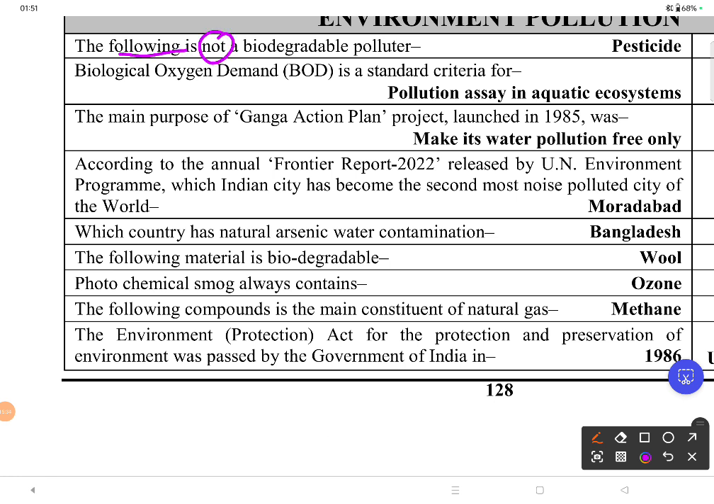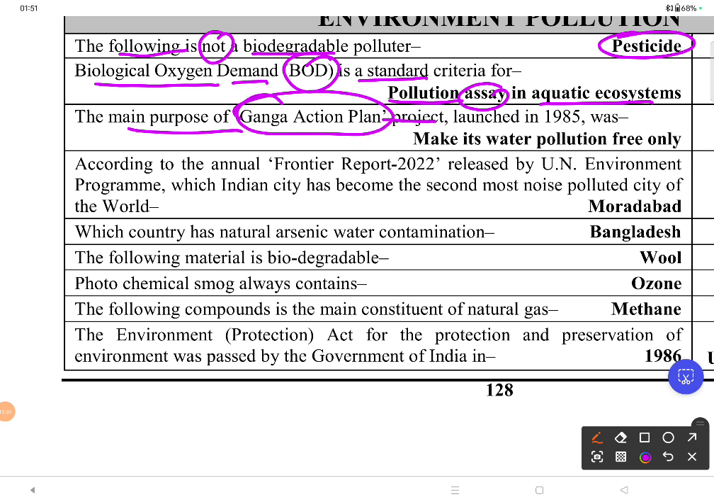The following is not a biodegradable polluter: pesticide. Biological oxygen demand, that is BOD, is a standard criterion for pollution assay in aquatic ecosystems. The main purpose of the Ganga Action Plan project launched in 1985 was to make its water pollution free.